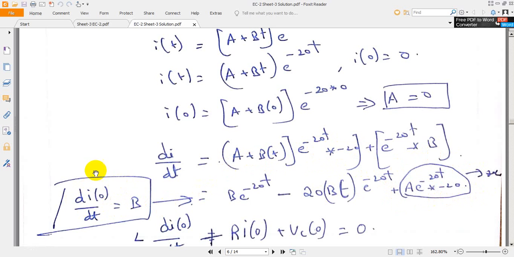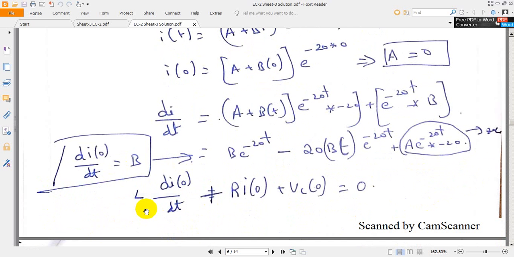If you substitute t is equal to 0 in this expression, the a term will become 0, as we got a is equal to 0, and this complete expression will become 0, and you will get only b. So di naught by dt should be equal to b. This expression is written here. After substituting t is equal to 0, you will get di naught by dt is equal to b. Now we got this expression.